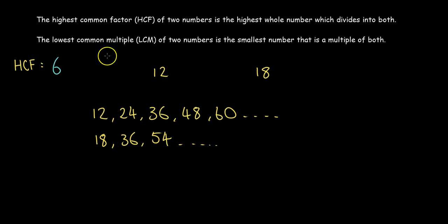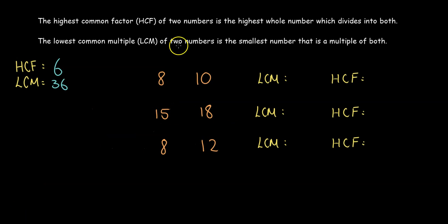And all I need to do is find the multiples that they have in common. And in this case, we want the lowest one because we're looking for the lowest common multiple. So in this case, that is the number 36. So that is a simple method. Not the quickest, but it's a foolproof method. As long as you know the factors and the multiples, as long as you can work those out, then you should be able to find the highest common factor and the lowest common multiple.